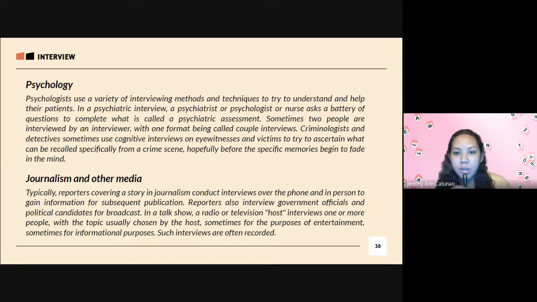Criminologists use that whenever they interrogate their suspects, to see if they are guilty or not, or involved in the specific crime or issue that was committed. Usually detectives have their own strategies whenever they're asking. Victims also try to ascertain what can be recalled, especially from a crime scene.